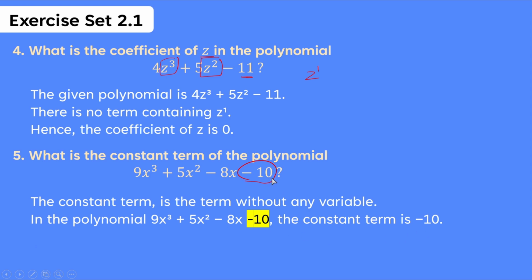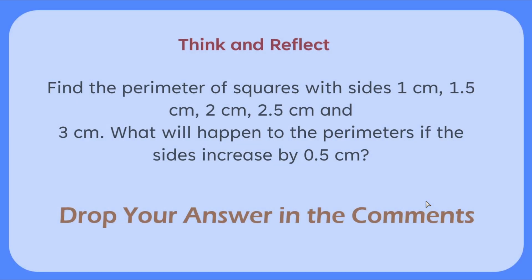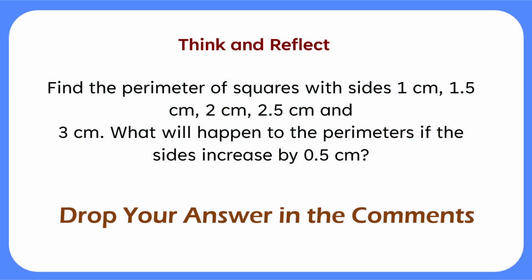So this is a constant. Don't forget to take the negative sign along with 10 because -10 is a constant given in this polynomial, and this is an algebraic expression. So we are done with all the 5 questions on this exercise.